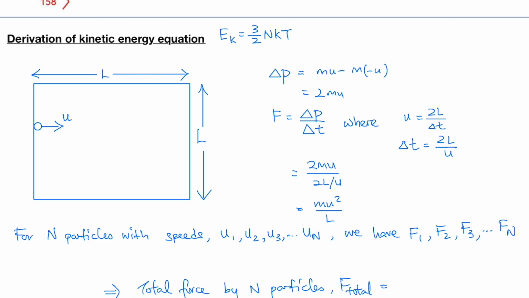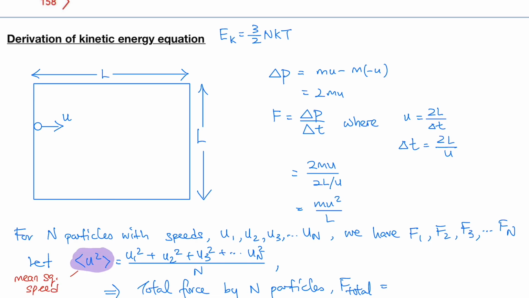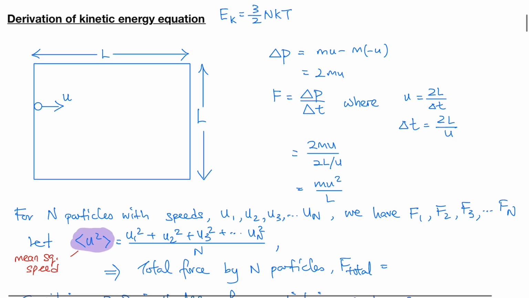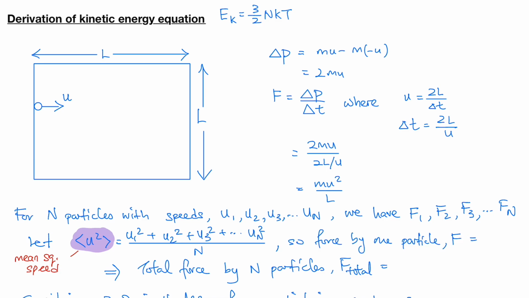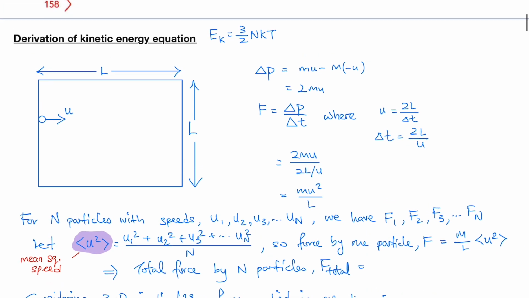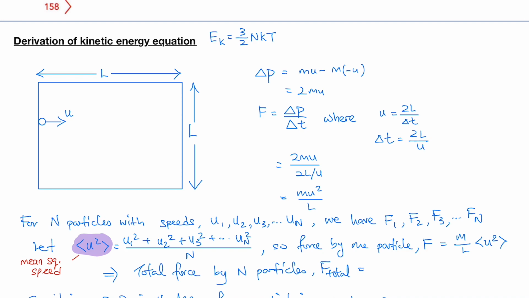Let's introduce a new term. We are aware of average speed. Now we are going to introduce this term known as average speed square. So let's say we have this symbol u square with the parenthesis, so we call this mean square speed. And with this mean square speed, I can use it to average out the force. The force by one particle would then be expressed as m over L times mean square speed.